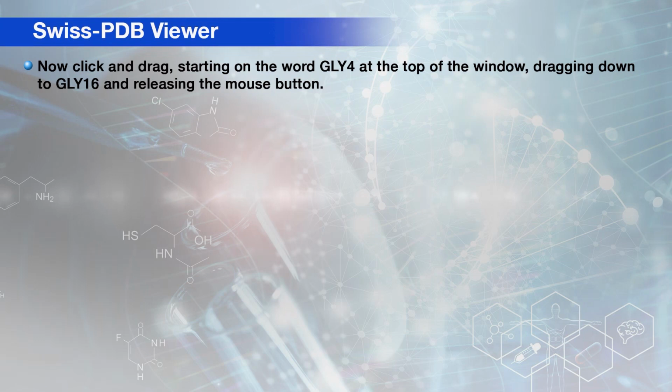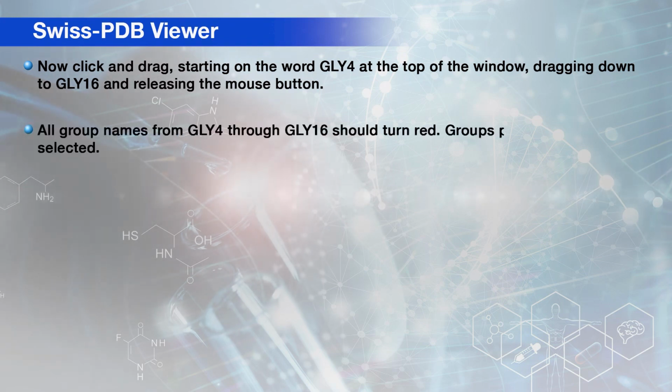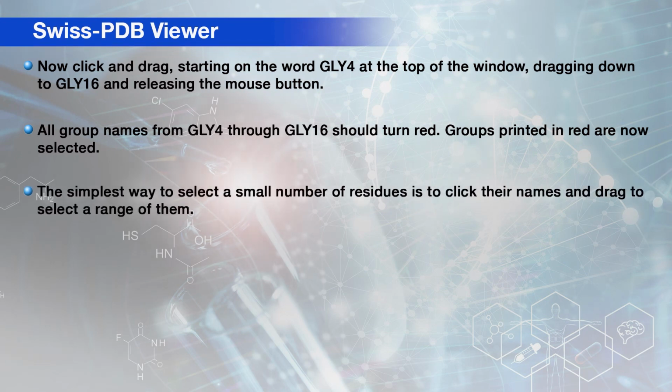Now click and drag starting on the word GLY4 at the top of the window, dragging down to GLY16 and releasing the mouse button. All group names from GLY4 through GLY16 should turn red. Groups printed in red are now selected. The simplest way to select a small number of residues is to click their names and drag to select a range of them.